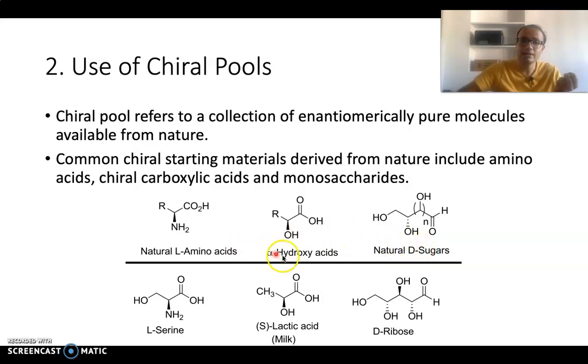This is another alpha hydroxy acid, which is synthesized by a functional group interchange of amino to OH, so this molecule that you get is also a single enantiomer. Then lactic acid that you find in milk is the S enantiomer. So all these molecules that you find in nature are already enantiomerically pure. If you want to make a synthetic molecule using these natural enantiomeric molecules, such a synthesis can lead to asymmetry in the molecule.